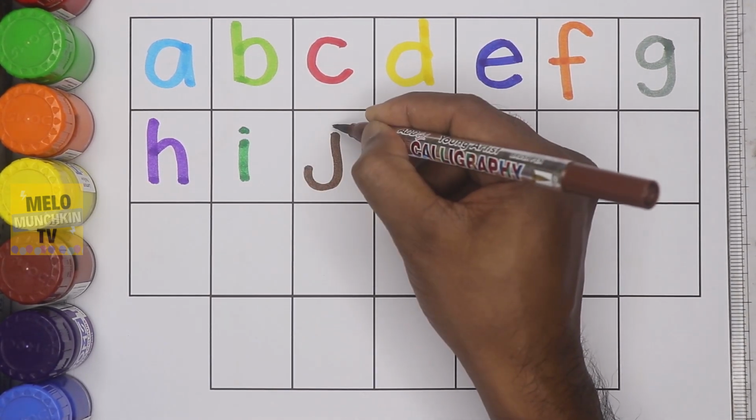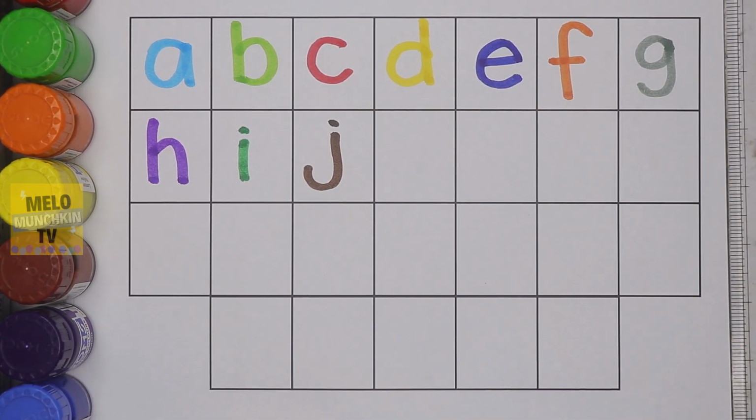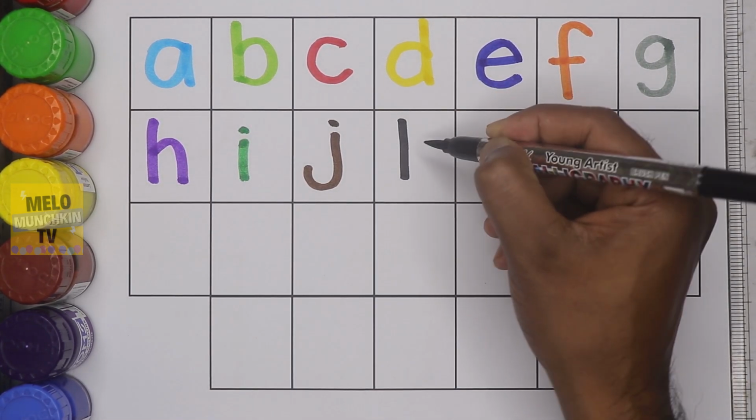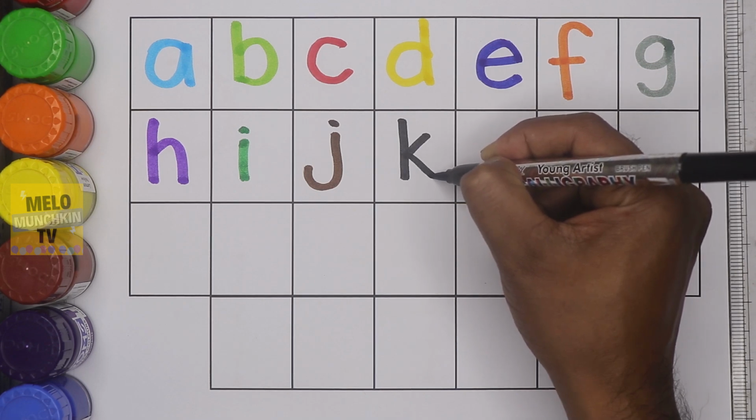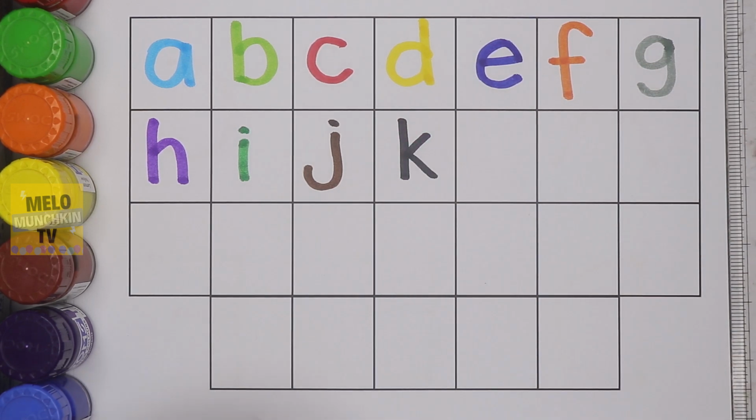Brown color. J. J for jug. Black color. K. K for kite.